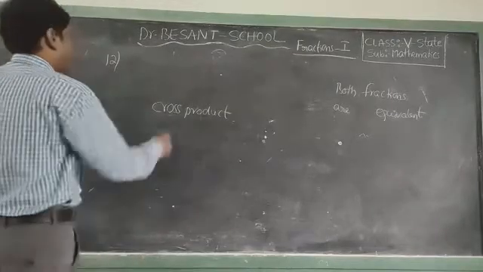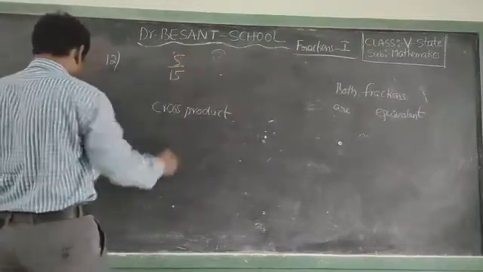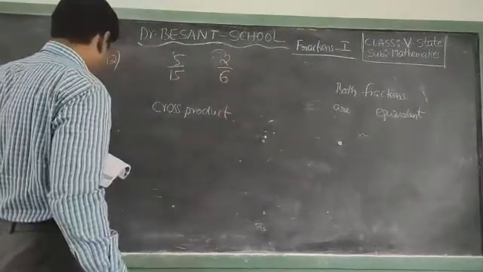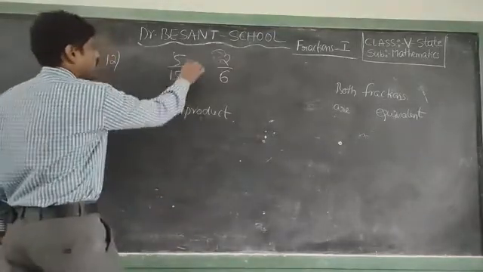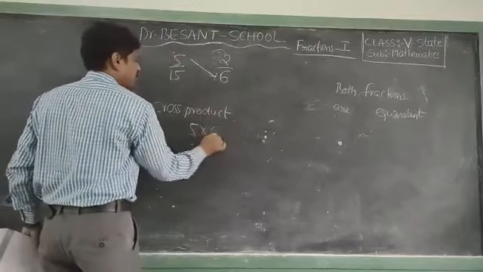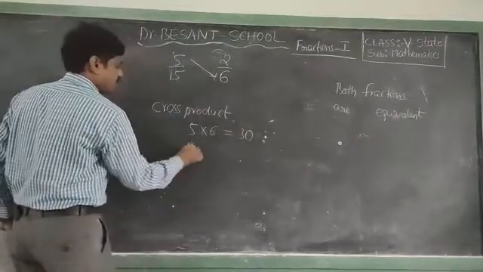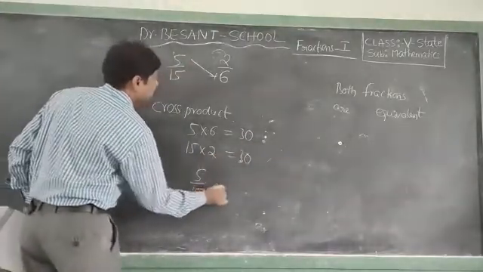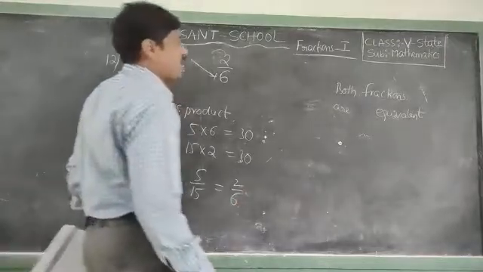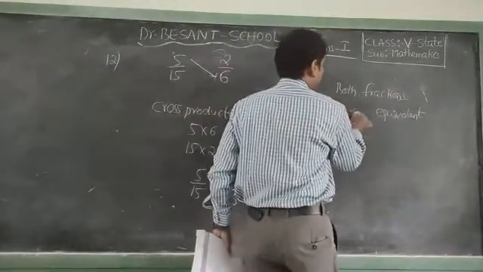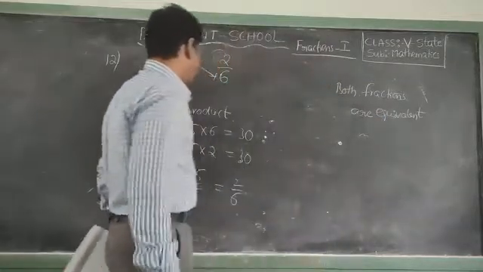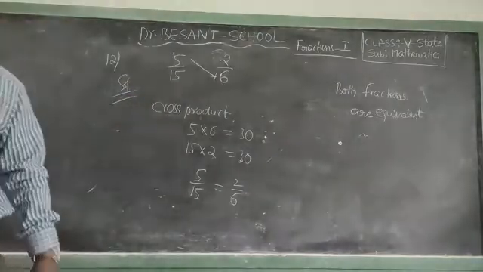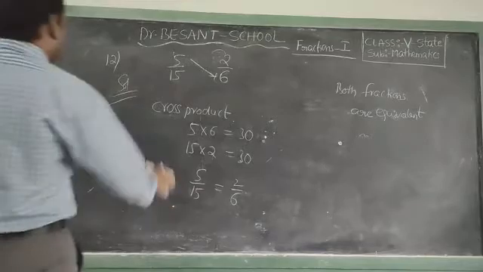Are the fractions 5 by 15 and 2 by 6 equivalent or not? So first cross product, 5 into 6, 30, 15 into 2, 30. That's why 5 by 15 is equal to 2 by 6. Both fractions are equivalent. So this is the 12th one solution. Note down, children. Next, 13th one.